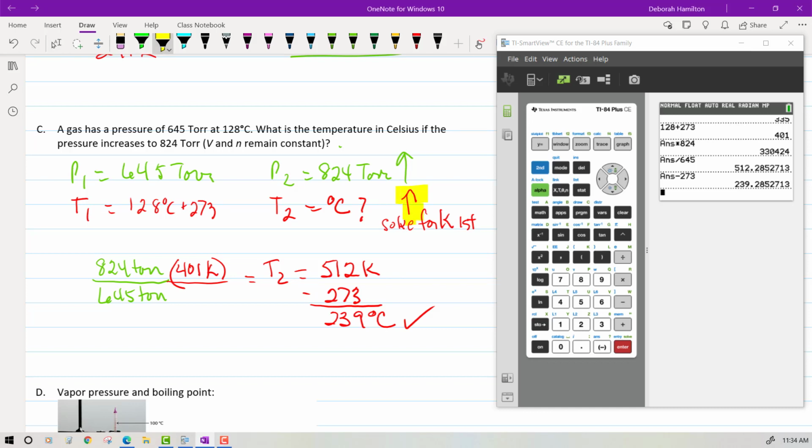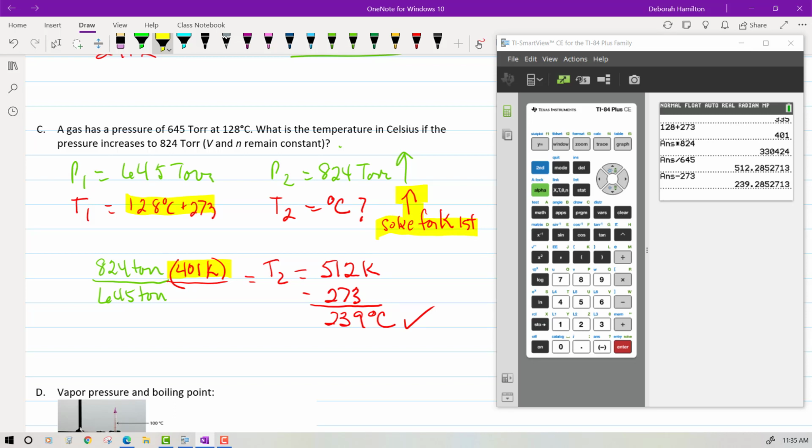The first temperature is 128 plus 273, and that's 401, which I already applied in the formula. And we're solving for T2 in degrees Celsius. It's asking us to solve in degrees Celsius, so we have to solve for Kelvin first. So that's real important that you keep that in mind.